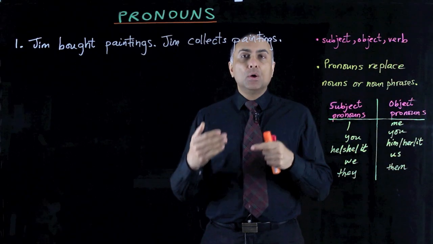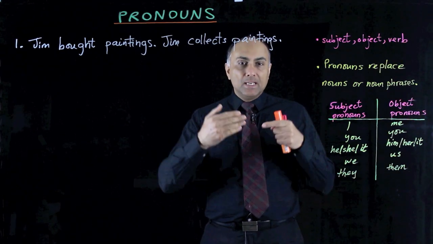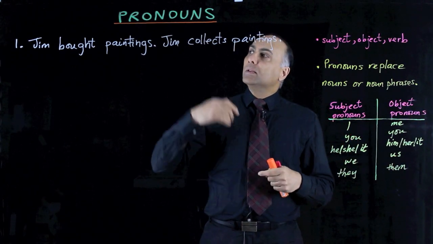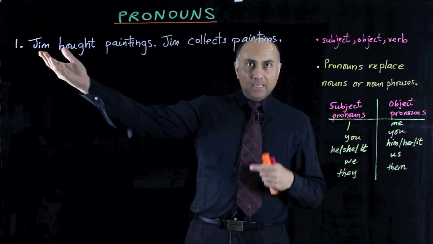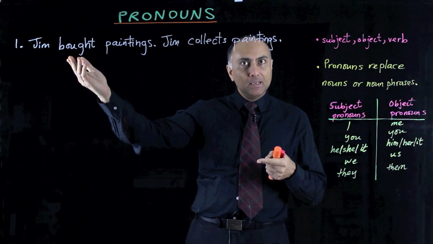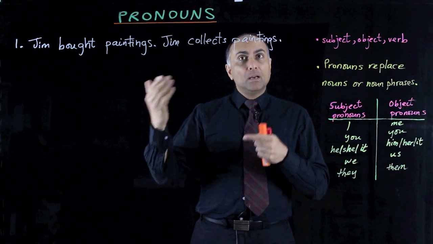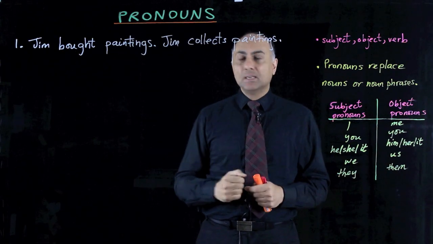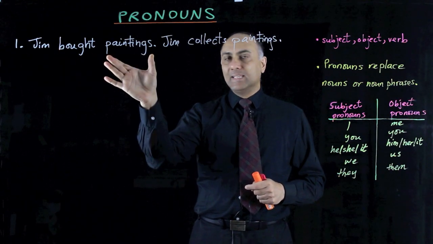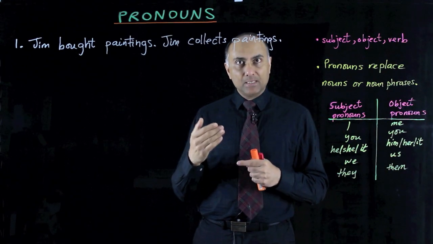Most simple sentences, though not all, also have an object. And the object is the thing that the verb is being done to. So in this case, Jim is the person doing the buying, and the buying is the thing that is being done, and the buying is being done to the paintings. So the paintings are the object of this sentence. So this very simple sentence shows us the subject, the verb, and the object. And that would be a normal order, but sentences don't have to be written in that particular order.